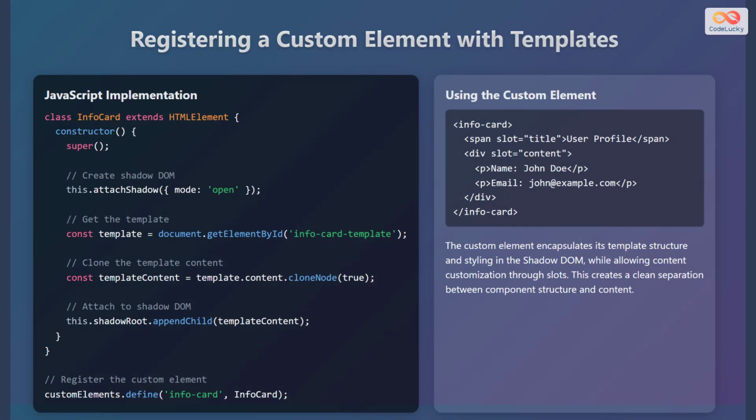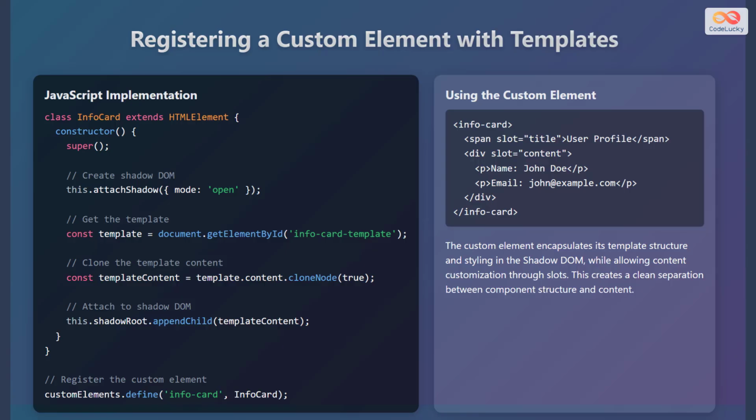Here is how to register a custom element with templates. Start by defining a class named InfoCard which extends the HTML element class. Then, in the constructor, call the superconstructor. Attach the shadow DOM by setting the mode to open. Get the template by the ID info card template. Clone the template content. Attach it to the shadow DOM by appending the template content as a child. Finally, register the custom element by calling customElements.define. The first argument is the name of the custom element, which is InfoCard, and the second argument is the InfoCard class.